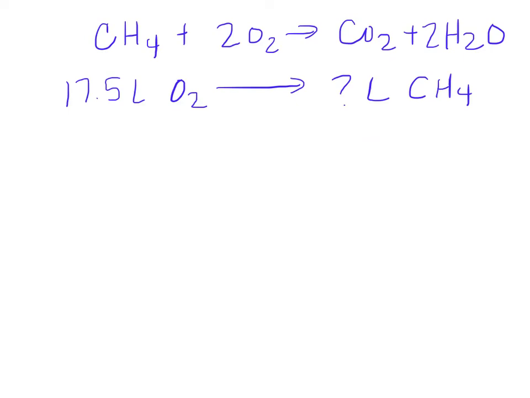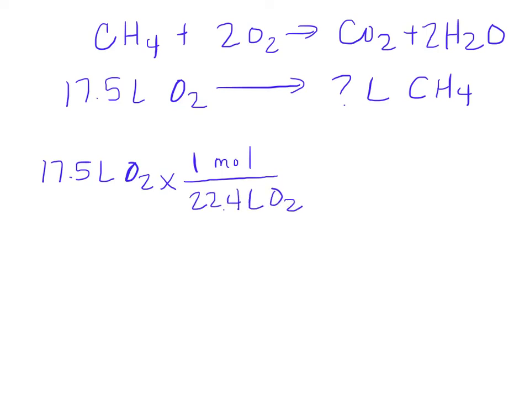So here I've just rewritten the chemical equation again, and again it was asking us if we have 17.5 liters of oxygen, how many liters of methane would be needed to react with this amount. So as always, we want to start off by writing our given. In this case, it's 17.5 liters of oxygen. I'm going to use that conversion factor that I mentioned on the last slide, which is 1 mole is equal to 22.4 liters. And of course, we need to add our element there.